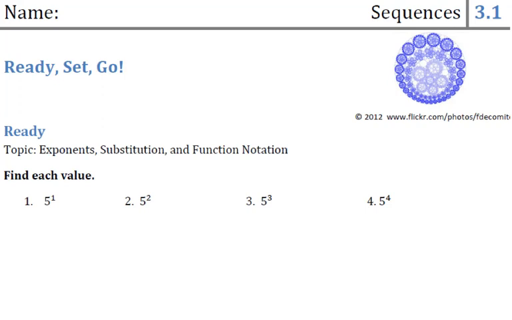Here we are with sequences 3.1. So this first one, we're dealing with some exponents. So we've got some exponents here, so 5 to the first. So what does an exponent mean? Well, remember that the exponent is the shortcut way of multiplication.